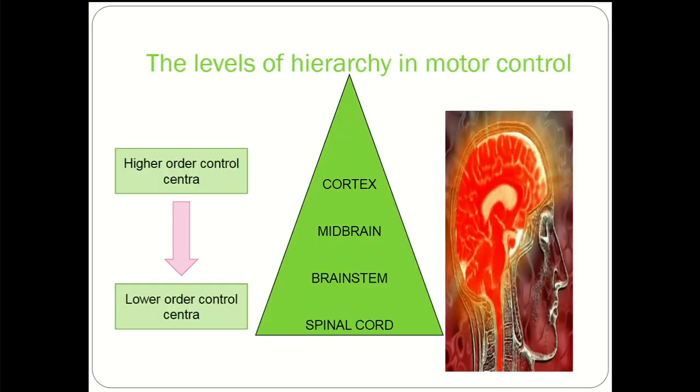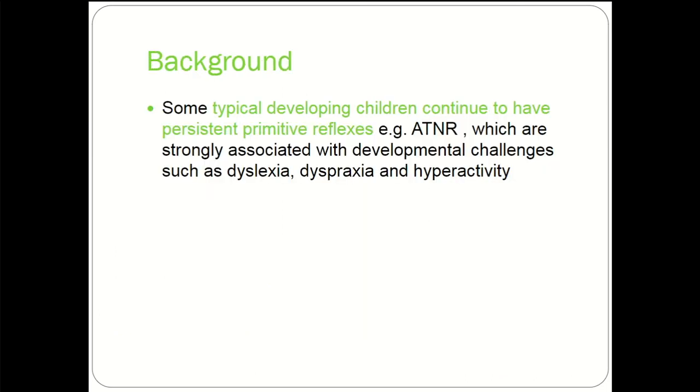So, the levels of hierarchy in motor control. That is the order starting from the higher level, from the cortex to the midbrain, then to the spinal cord, which is the lowest control center. The higher level is the cortex. Some typically developing children continue to have persistent primitive reflexes like ATNR, which are strongly associated with developmental challenges such as dyslexia, dyspraxia, and hyperactivity.